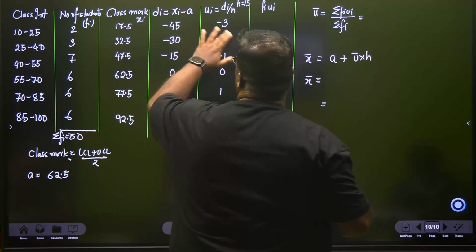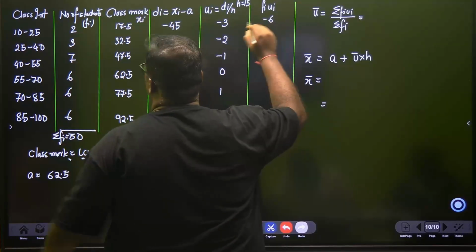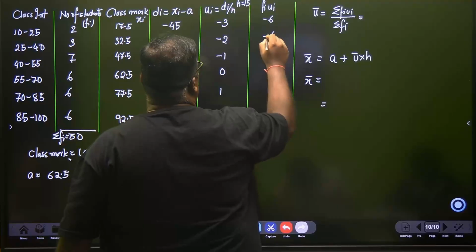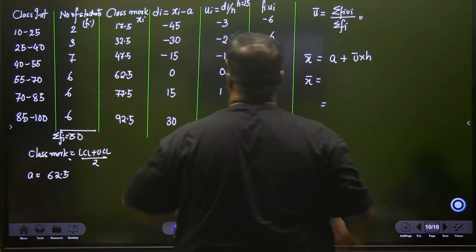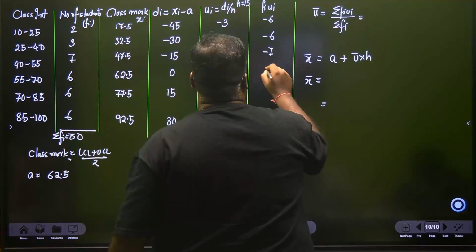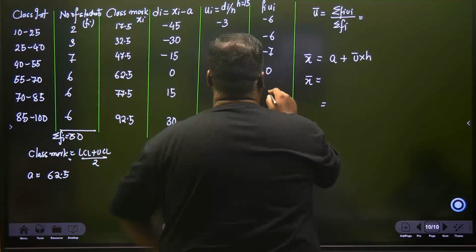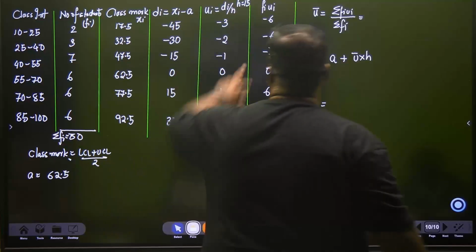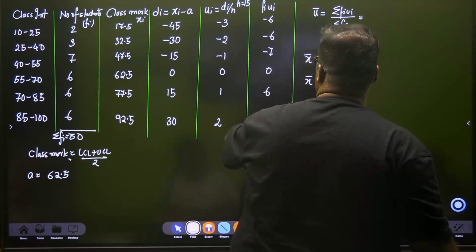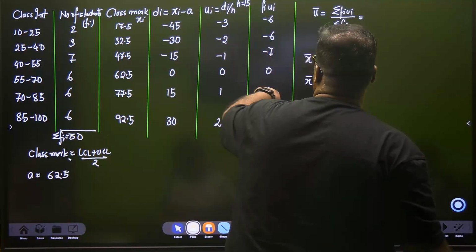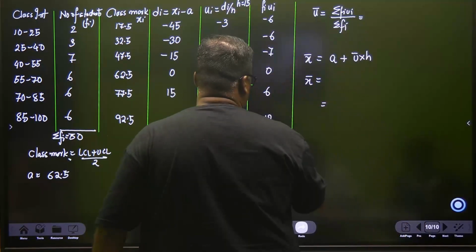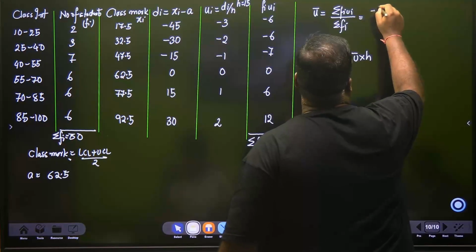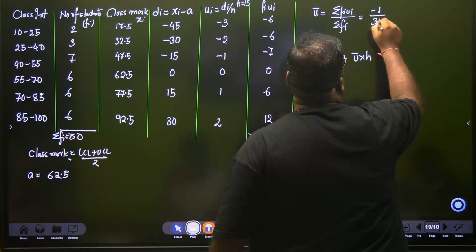Now if I multiply 2 with 3, it is negative 6. 3 into 2 is negative 6. 7 into 1 is negative 7. 0. 6 into 1 is 6 and 6 into 2 is 12. Fine. So minus 6 and minus 6 makes it minus 12, plus 12 gone, minus 7 and plus 6 is negative 1. So this one will be negative 1 divided by 30.